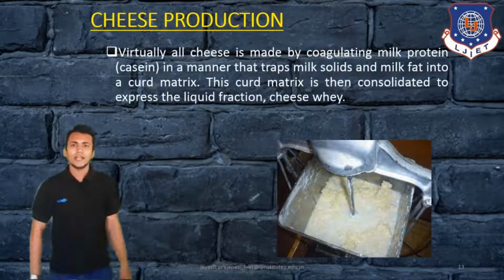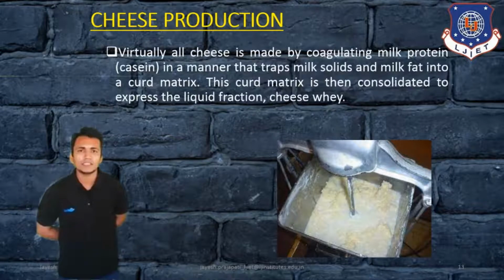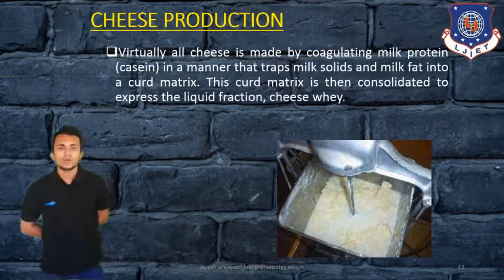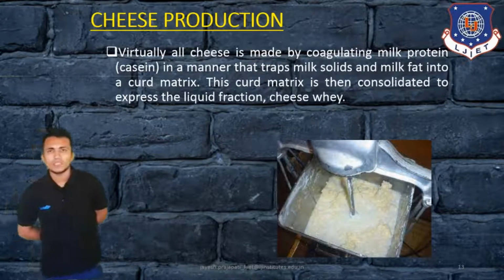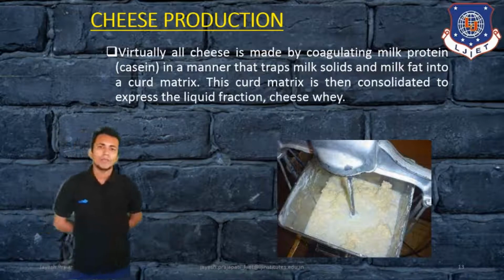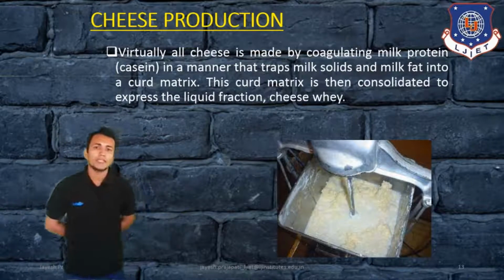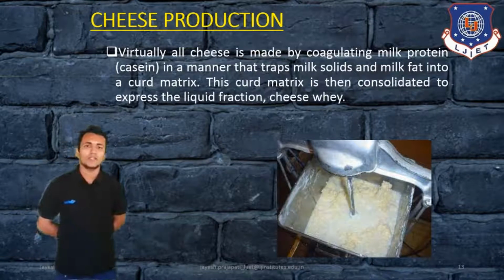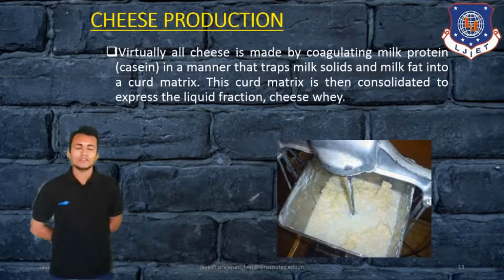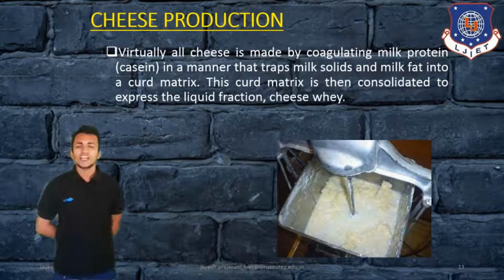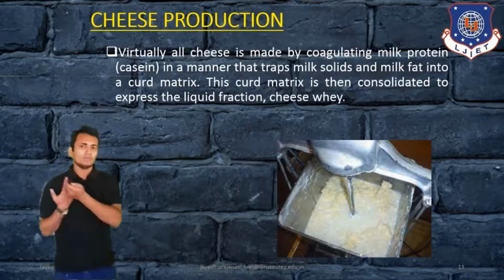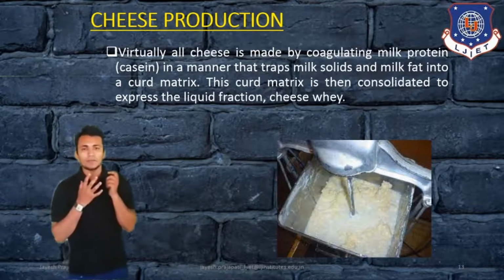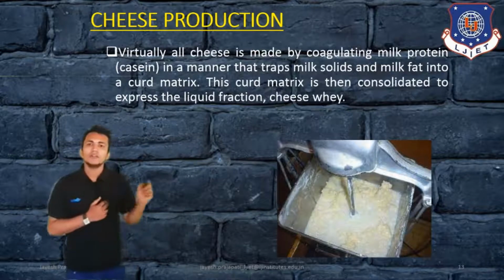We can say that virtually all cheese is made by coagulating milk protein in a manner that traps milk solids and milk fat into a crude matrix. This crude matrix is then consolidated to express the liquid fraction, whey. So whey is what is left of the raw material, and the main product in cheese is protein.